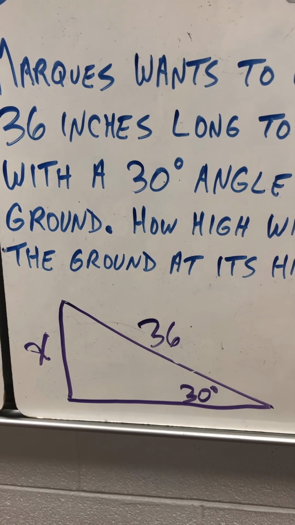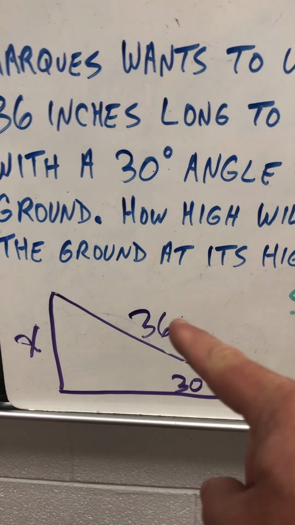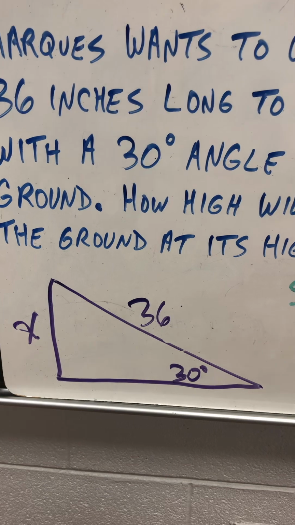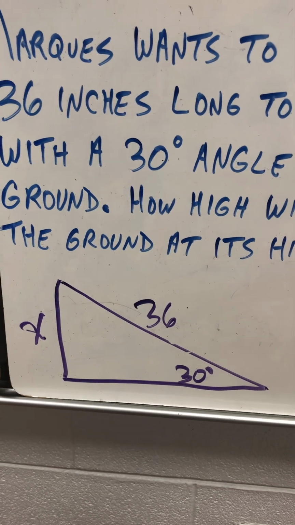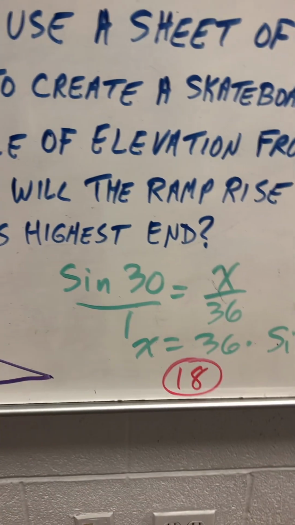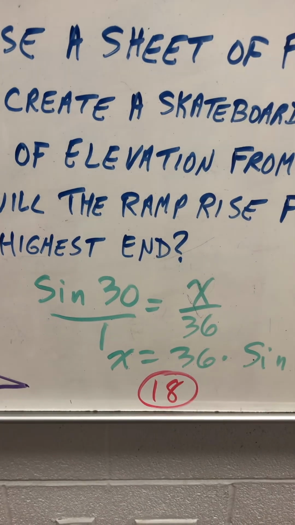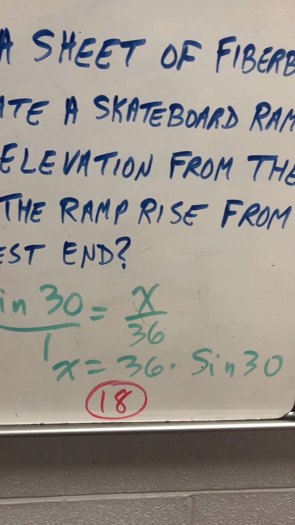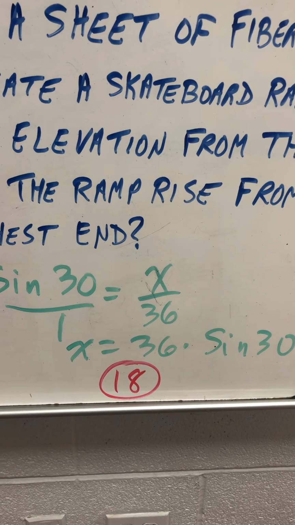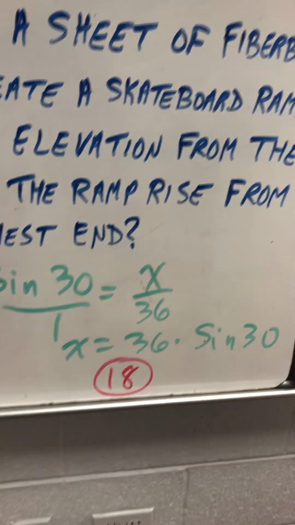All right. This is opposite. This is hypotenuse. We're going to use sine. Sine 30 equals x over 36, right? X equals 36 times sine 30, or 18. Easy.